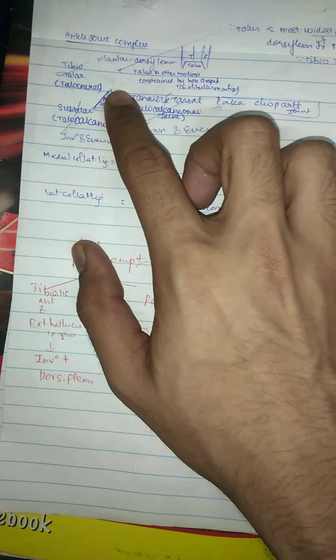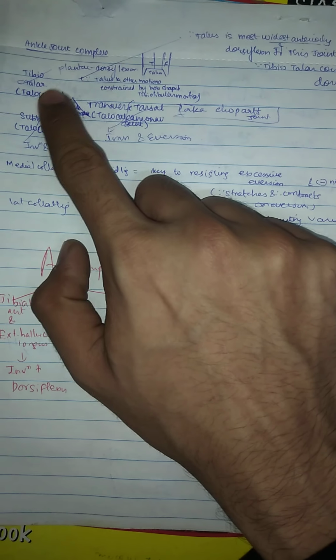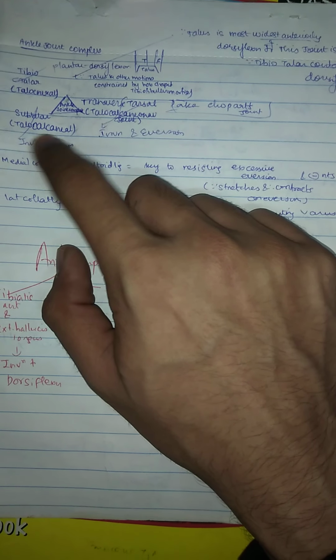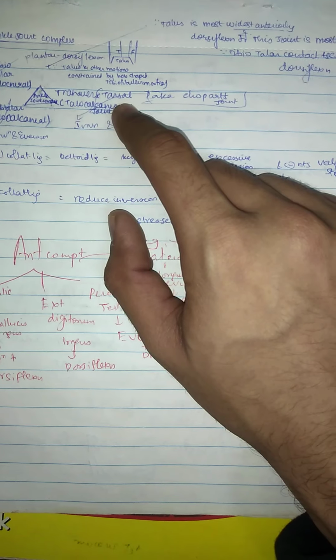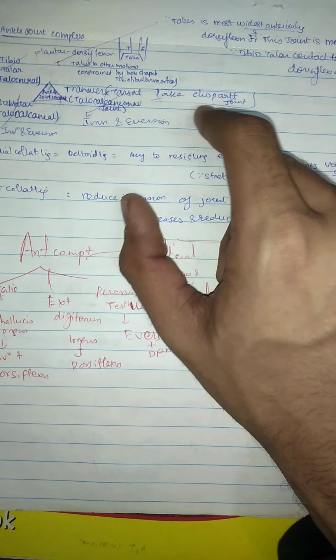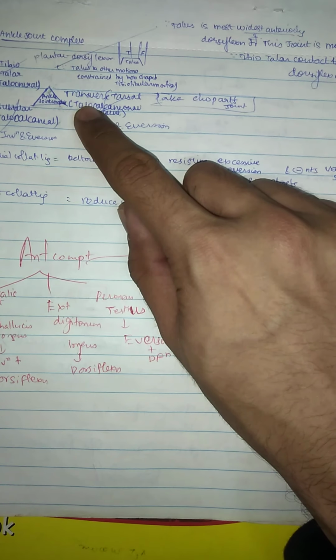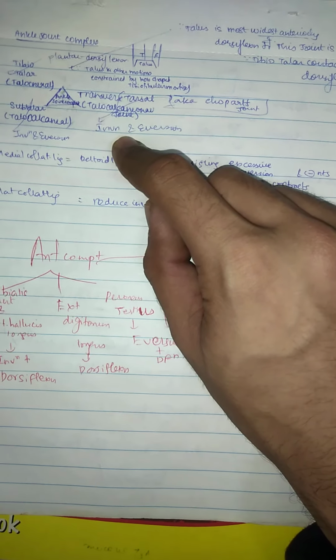The ankle joint is basically composed of three major joints. We have the tibio-talar joint, also known as the talocrural joint. We have the subtalar joint, also known as the talocalcaneal joint. And we have the transverse tarsal joint, also known as the Chopart joint, basically composed of talus, calcaneum and navicular, also known as the talocalcaneonavicular joint.